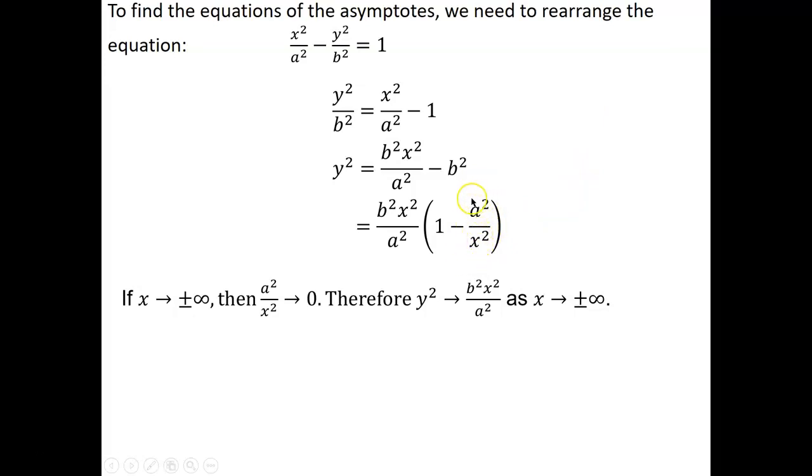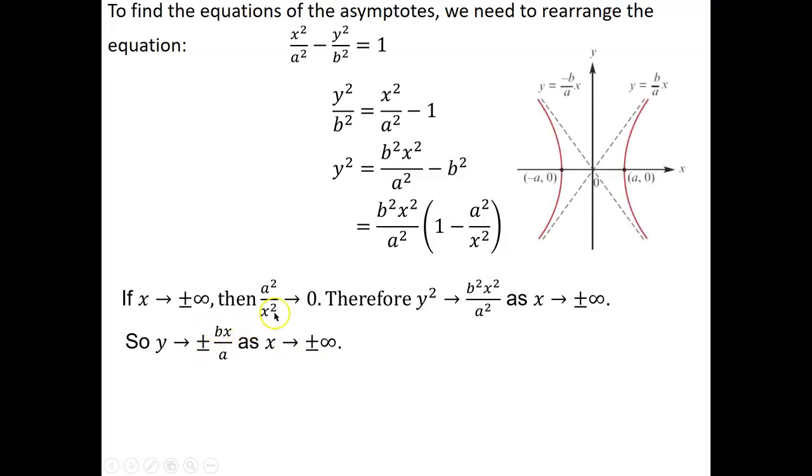So this whole bracket here will tend towards 1, and our y squared will tend towards b squared times x squared over a squared. If I square root both sides there, then y will tend towards bx over a, as x tends to positive and negative infinity. And this is positive and negative bx over a. And so these give me my two asymptotes, which we can now see here.